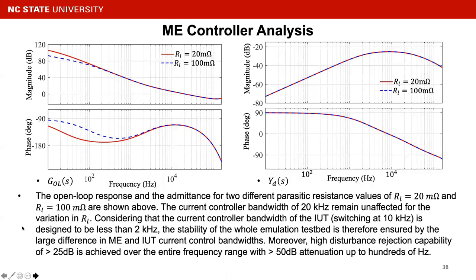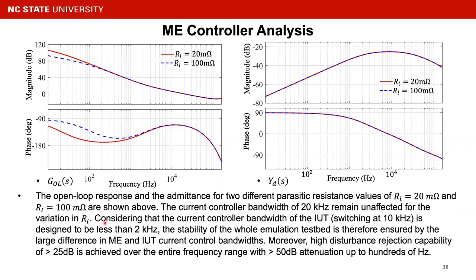And here, on the left we have the open-loop response of our system, and on the right we have the admittance response of our system. The response is drawn with two different parasitic resistance values, 20 milliohm and 100 milliohm. The current control bandwidth of 20 kilohertz remains unaffected by the variation of the resistance.